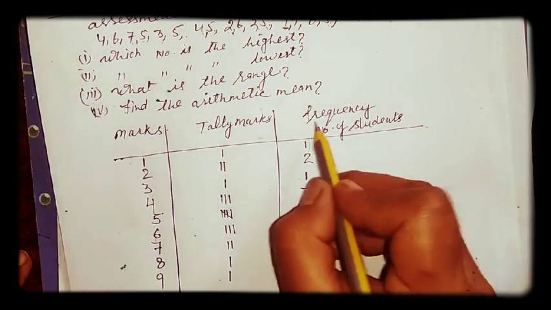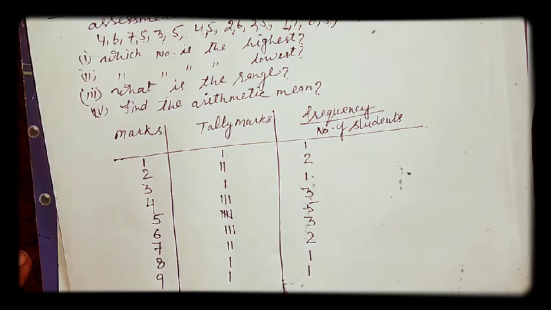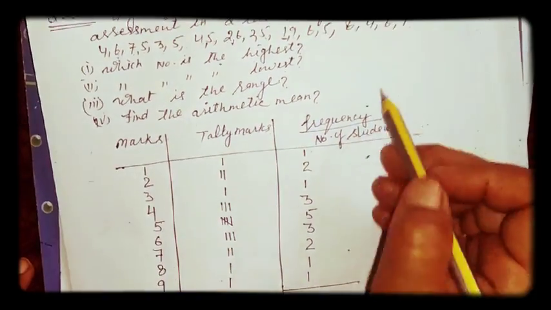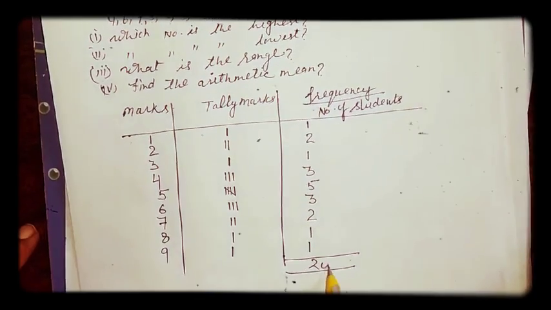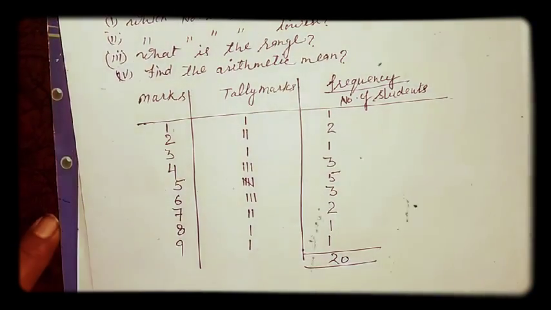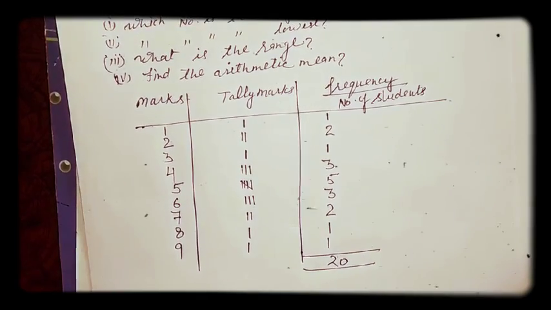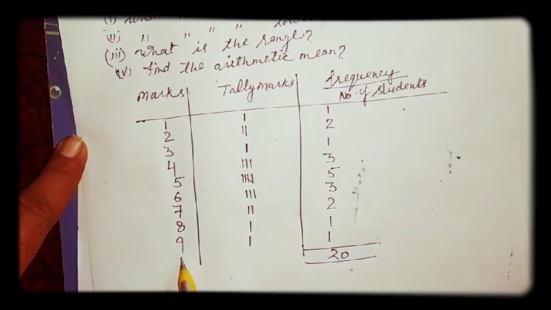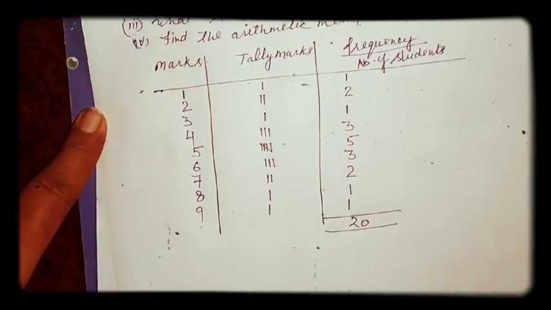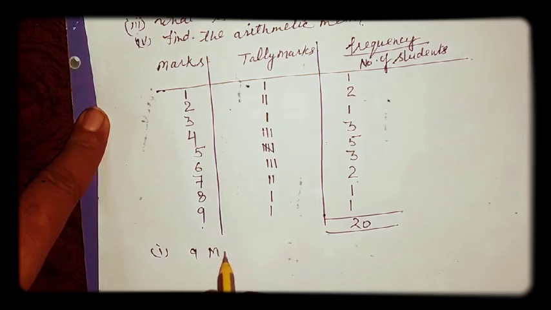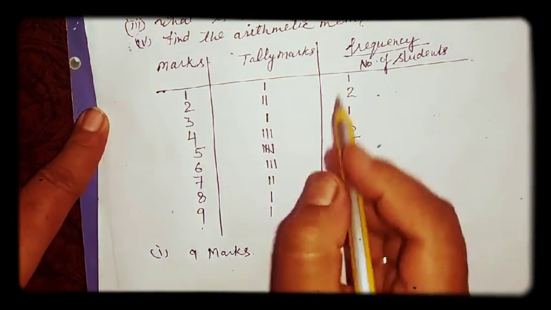The frequency, number of students: without doing actual addition we can say we have already added, the number of students is 20. So the frequency will be 20. Now which is the highest mark? The highest mark is 9. So the solution of the first question will be 9 marks. Highest marks are 9.